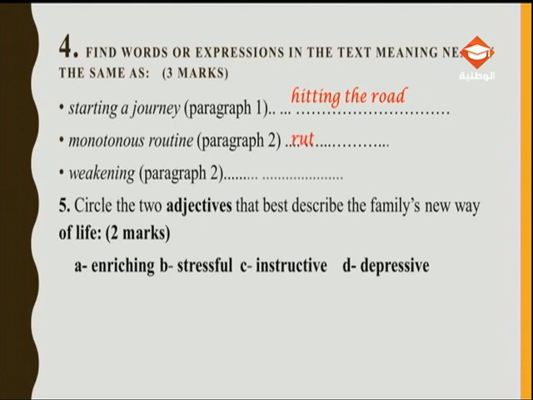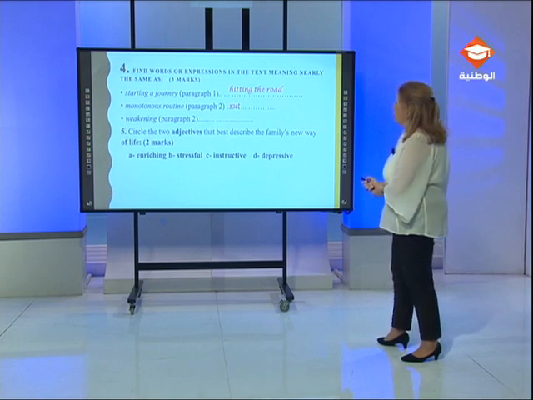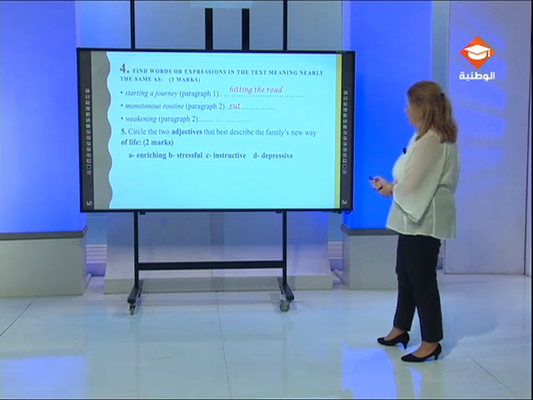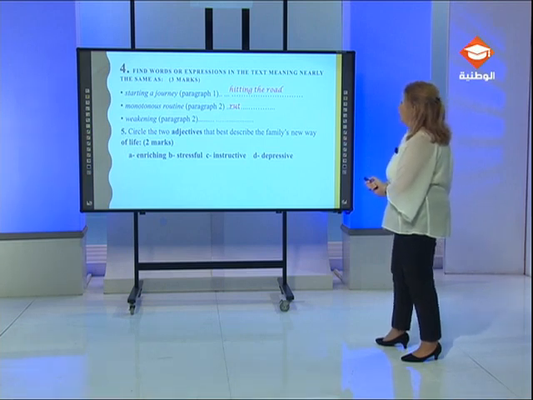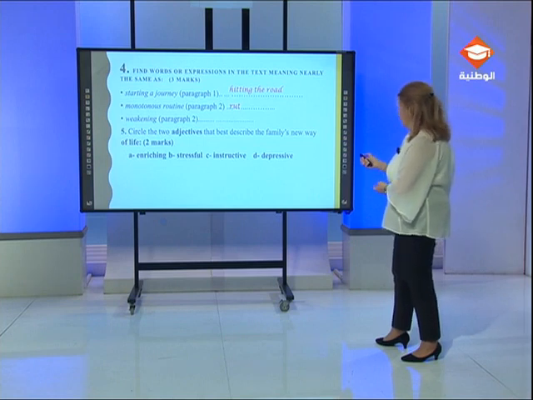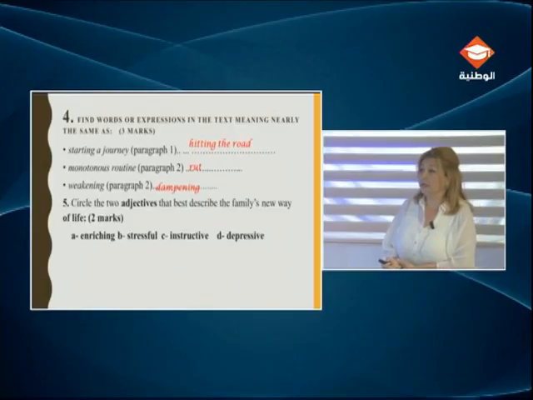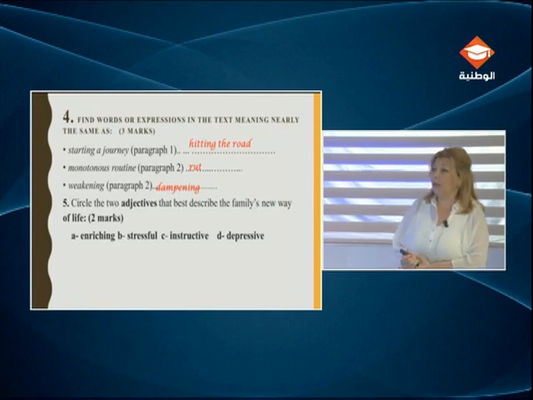For the third word, the word weakening, again from paragraph 2, and the hint is the ing form, of course. So here, after reading paragraph 2, weaken, to make something weaker, it's dampening. So you see that ing for weakening, dampening.